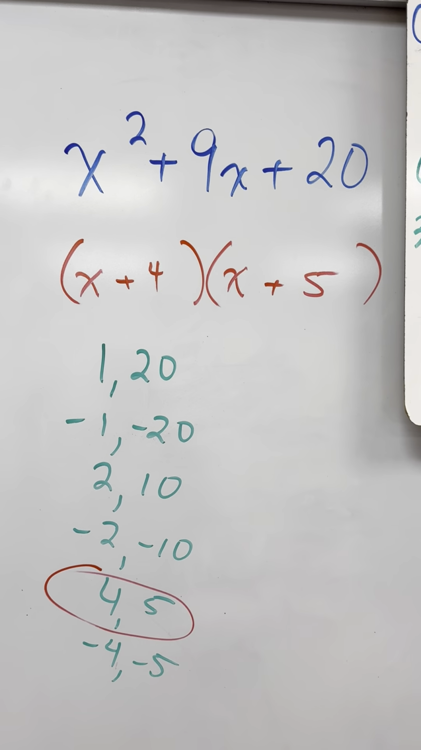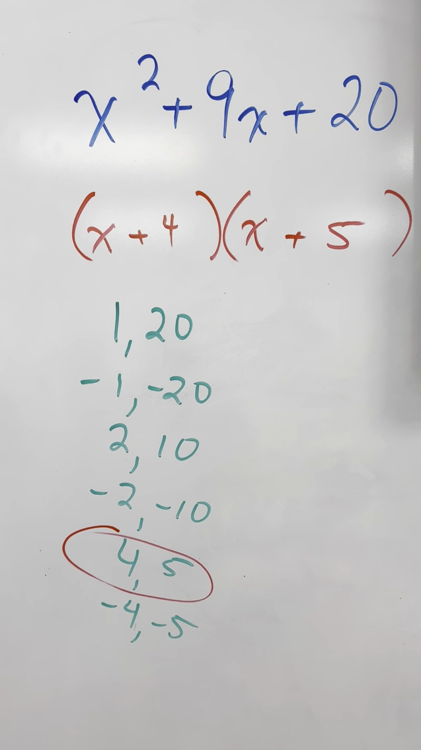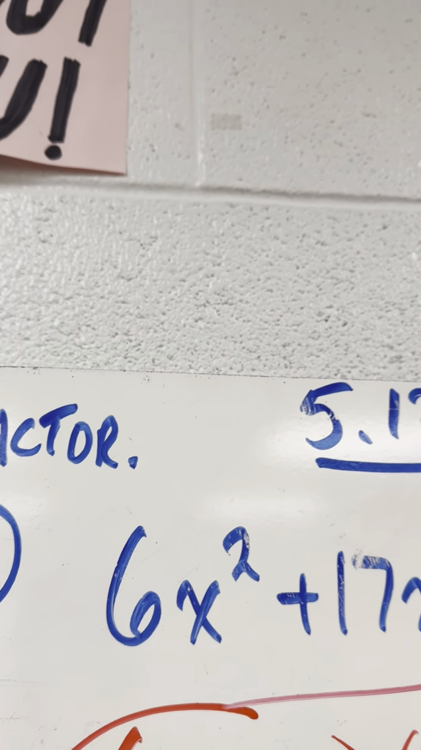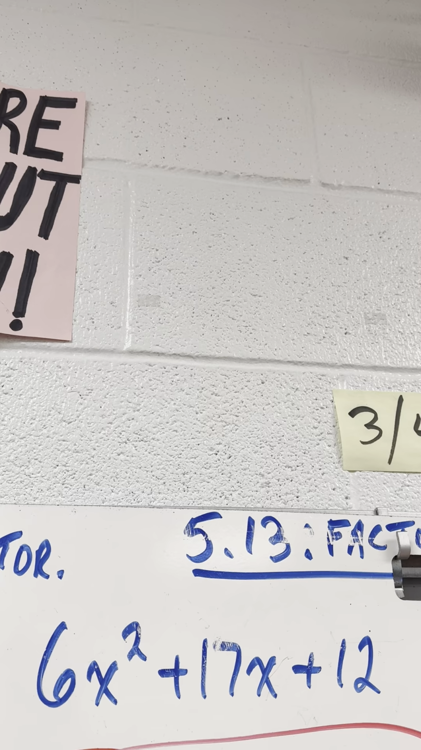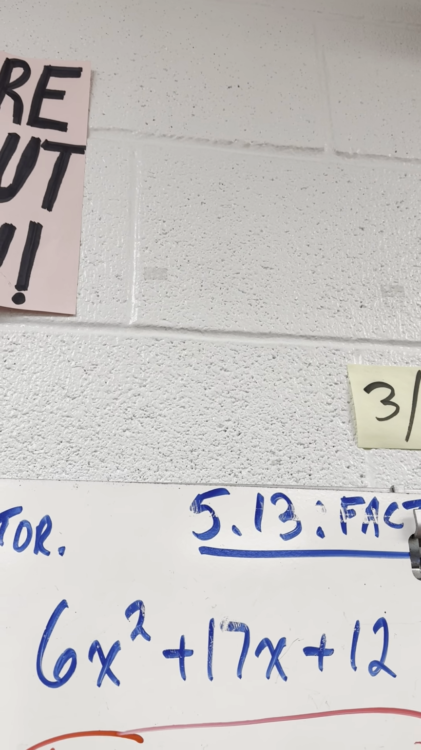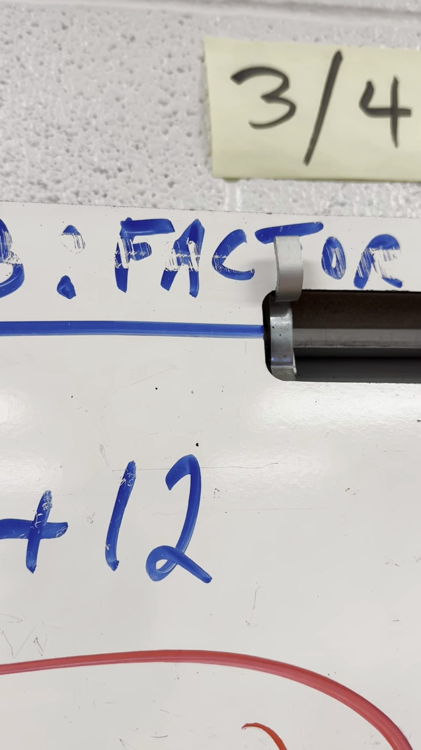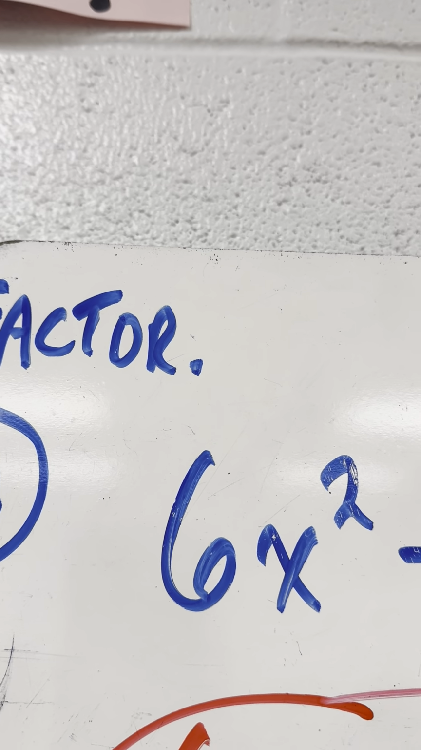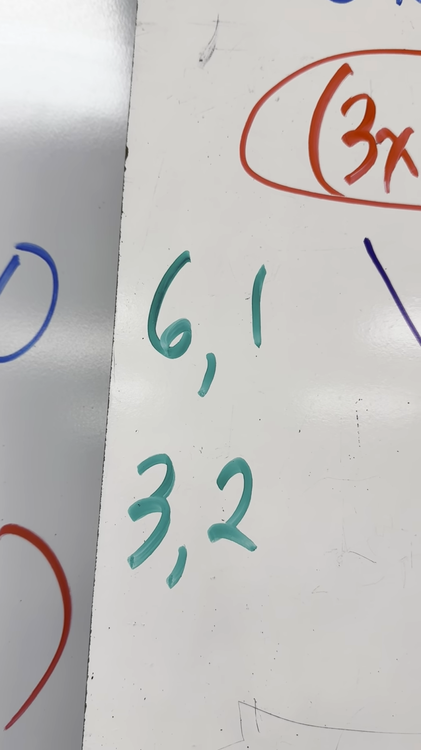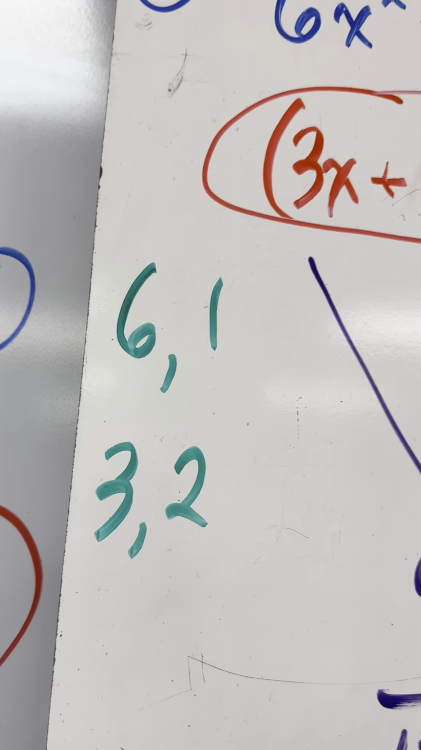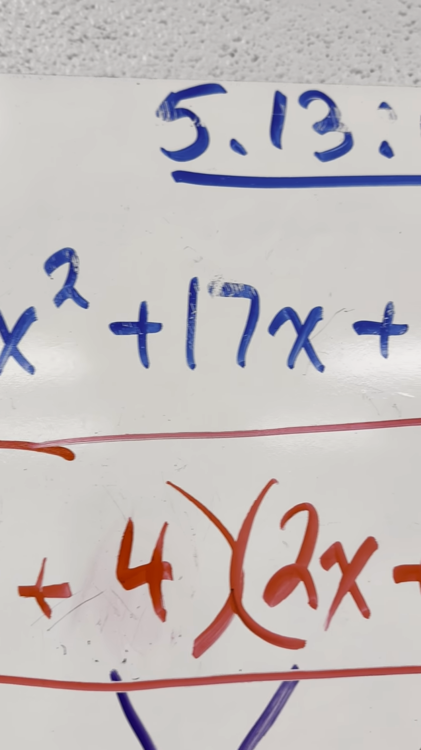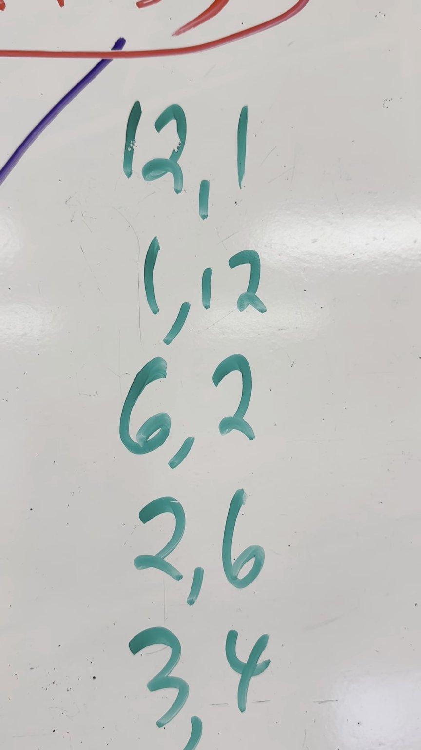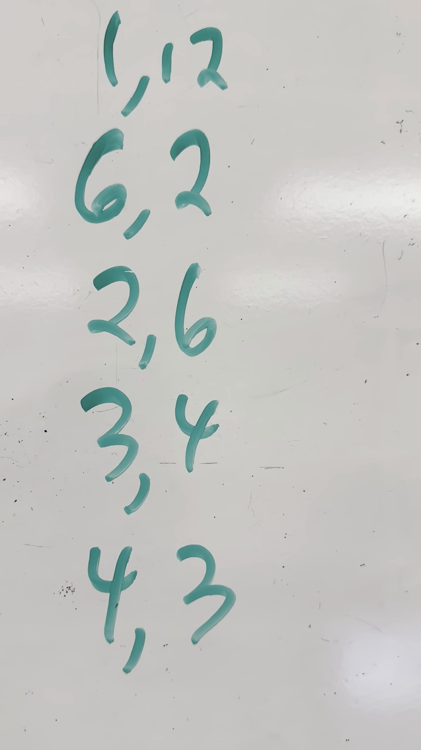Okay? Now, in these problems now, there is a number before the x squared. Oh, that's a whole new ball of wax. Well, in this case, not only do we need to know what times what makes 12, but we need to know what times what makes 6. So what times what makes 6? Well, 6 times 1 or 3 times 2. Okay. And what times what? Since this is positive and positive, it's going to be positive numbers. So it's either 12 times 1, 1 times 12, 6 times 2, 2 times 6, 3 times 4, or 4 times 3.